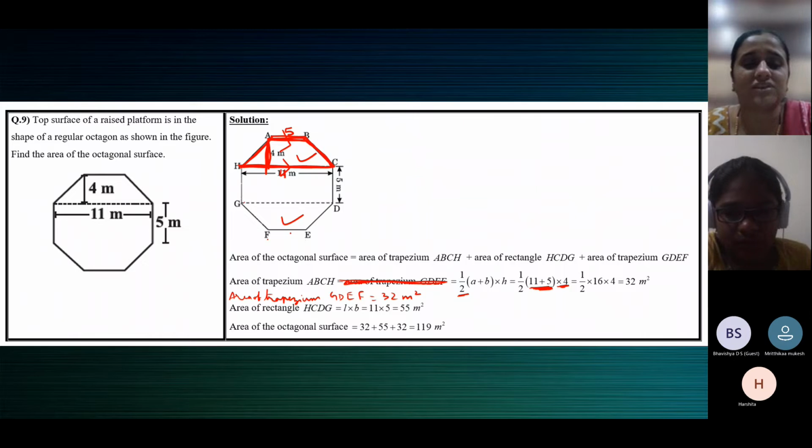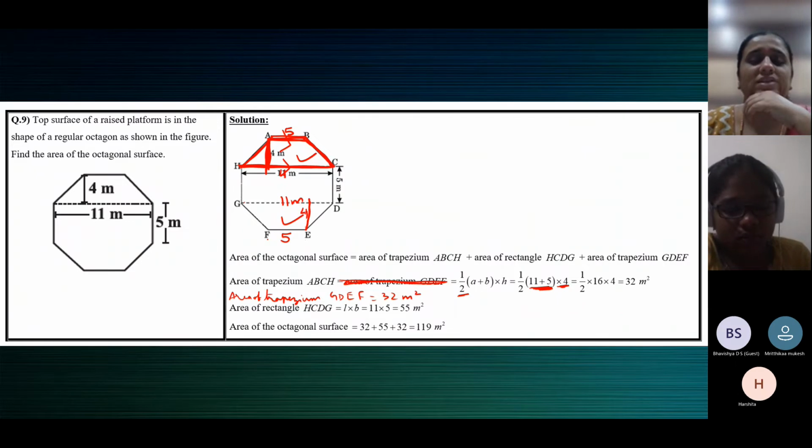Because see here, this parallel side is 5 meters. This one is 11 meters. And the distance between them will be 4 meters. Because here it is 4, this also will be 4. So you will get the same thing. The area of this trapezium will also be 32 meters square.